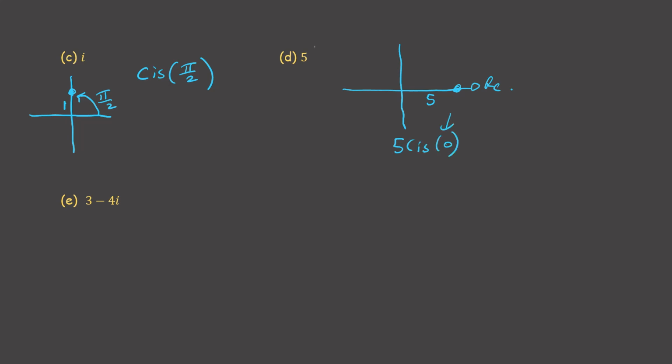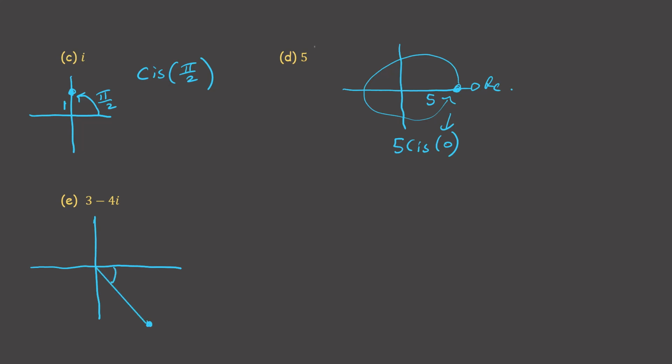I'm giving the principal argument here. You could go all the way around and call that 2 pi, or indeed any multiple of 2 pi, but we're going to give 0. And then we've got 3 minus 4i. So 3 across and 4 down means it's down here.